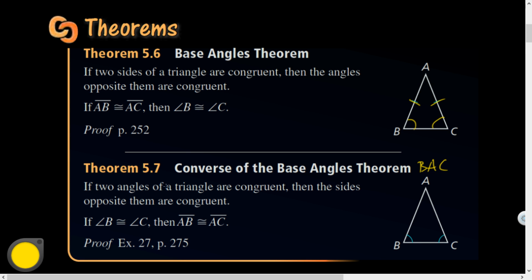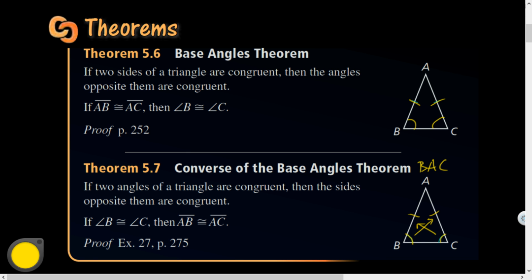Base angles theorem makes sense. For the converse of the base angles theorem, I should just be able to swap the hypothesis and conclusion. If two angles in any triangle are congruent, then the sides opposite of them are congruent, right? Not bad.